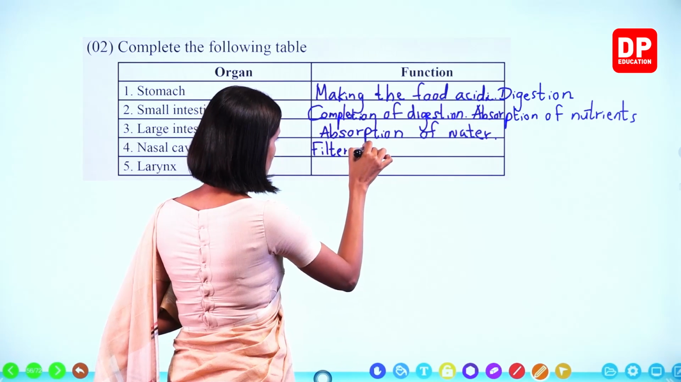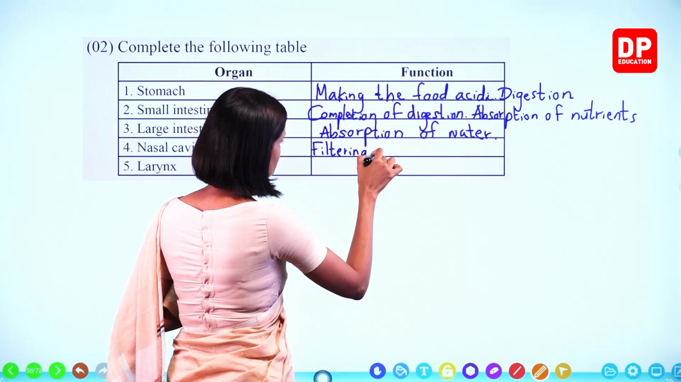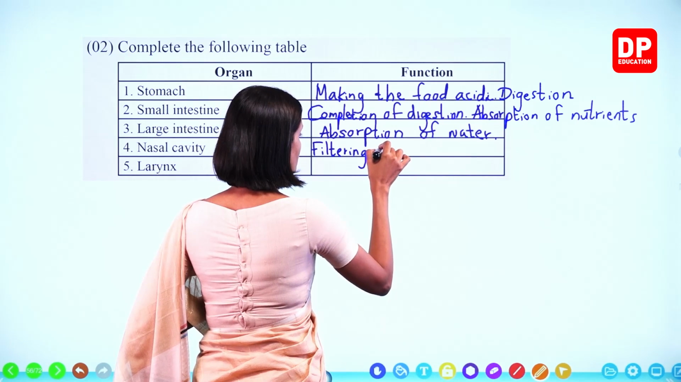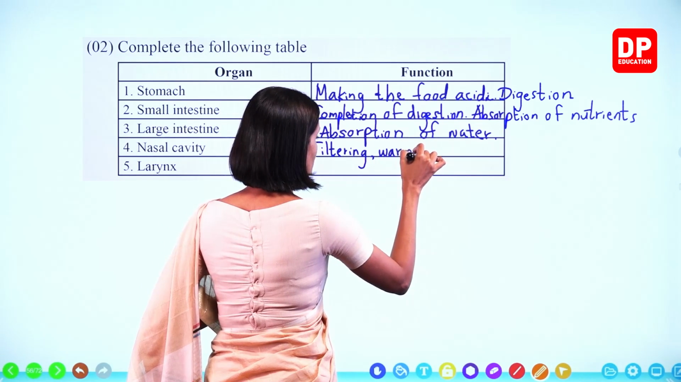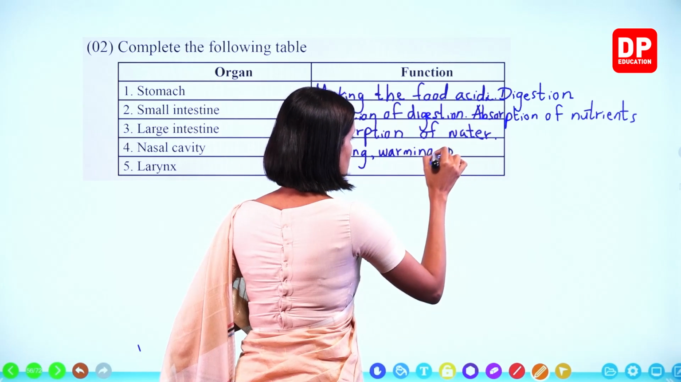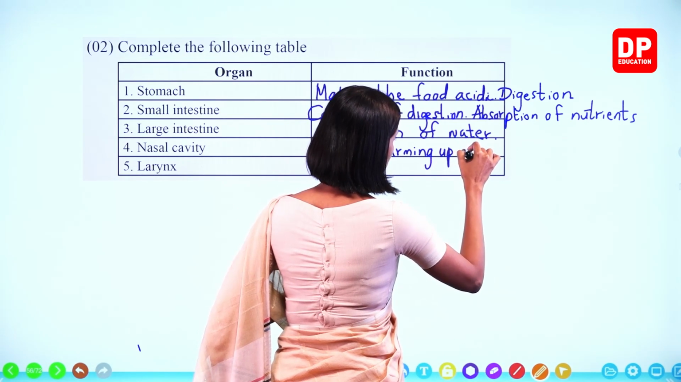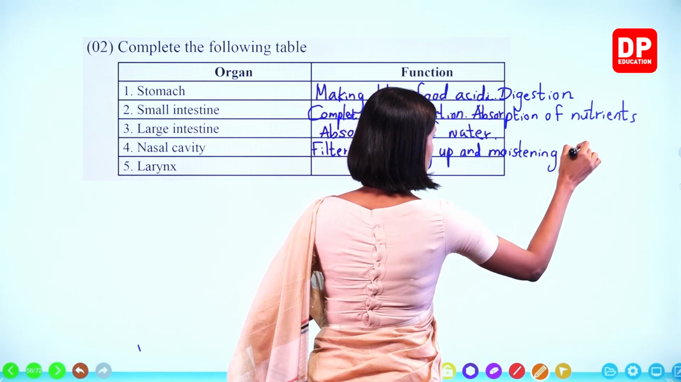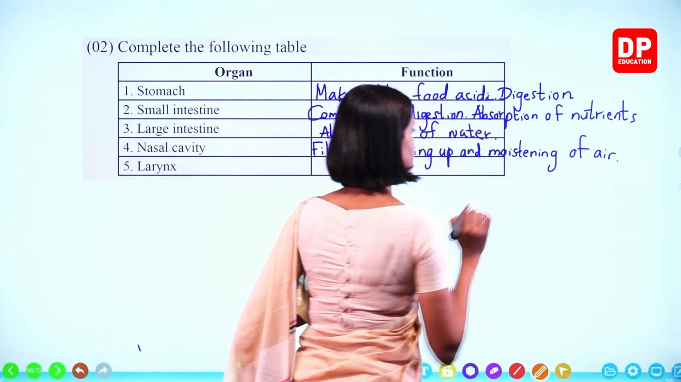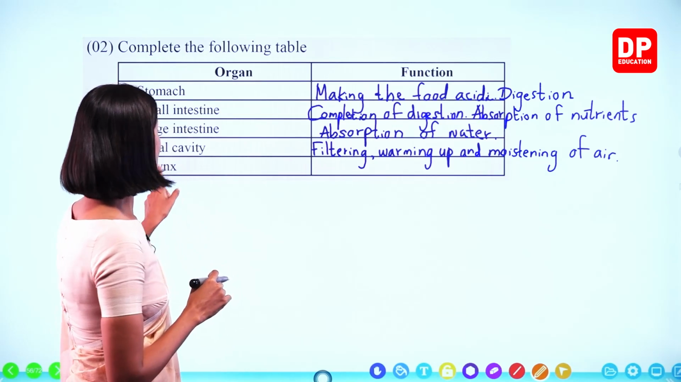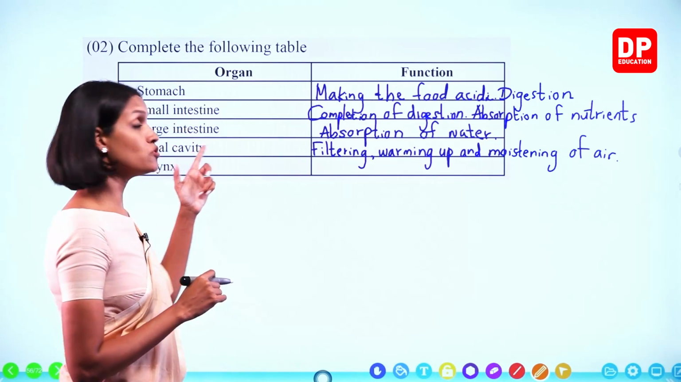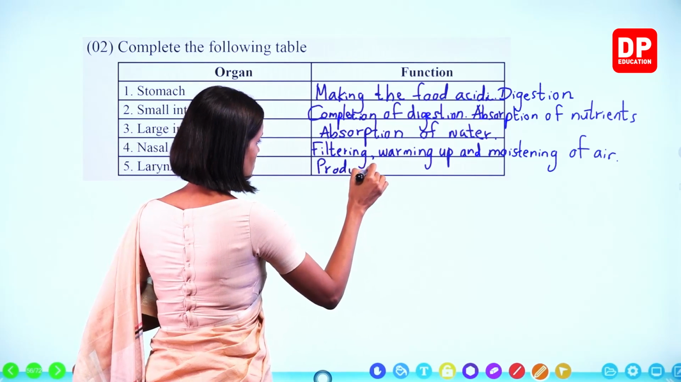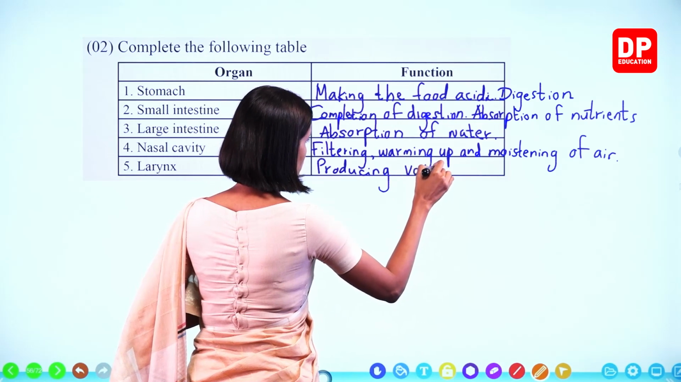Filtering, warming up, and moistening of air. Right? Larynx, sound box to produce vocal sound. Okay? Producing vocal sound.